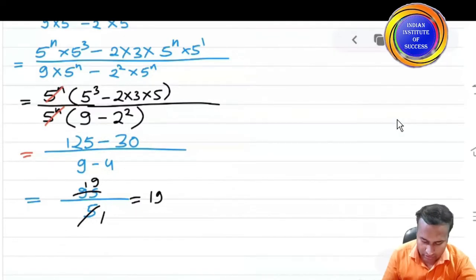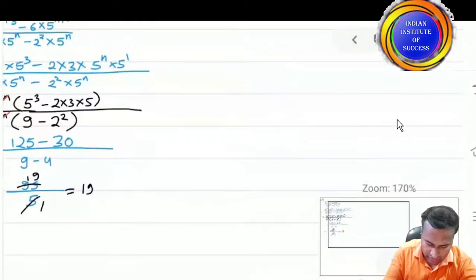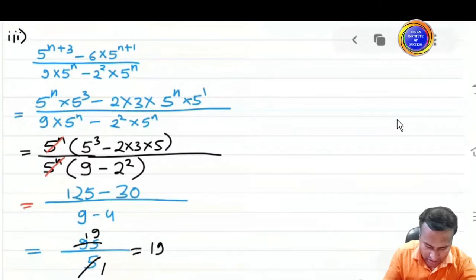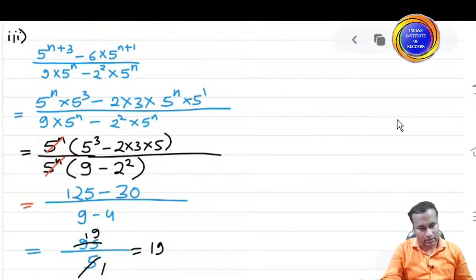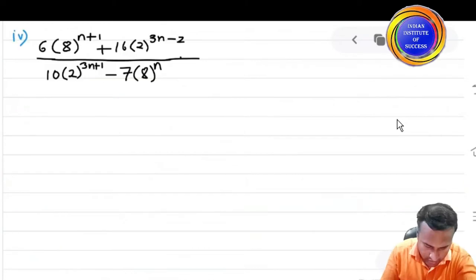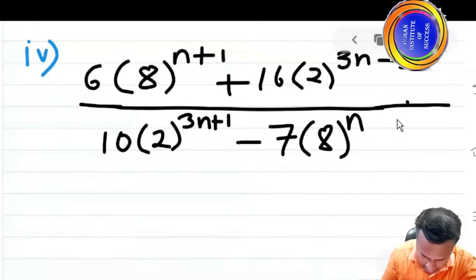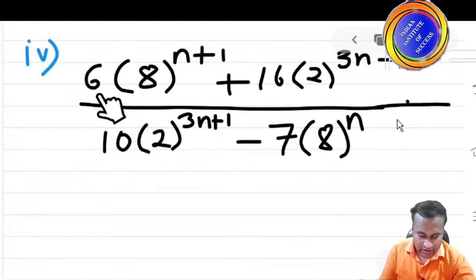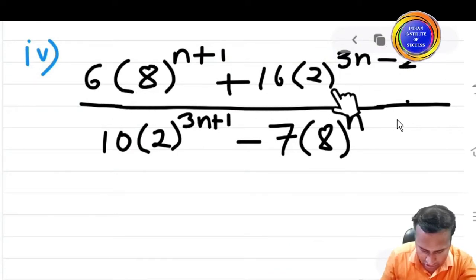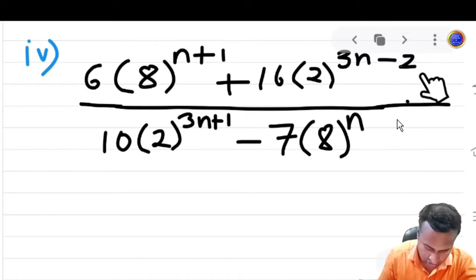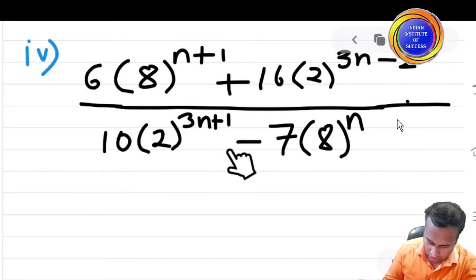So I hope you understood this also. This is very easy question, you can understand. So after this we are moving to next one. Let's move on. Now fourth question is similar. Here you can see 6 into 8 raised to power n plus 1 here plus 6 into 2 raised to power 3n minus 2. Similarly we will do all.